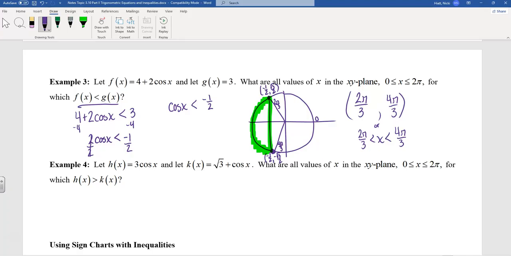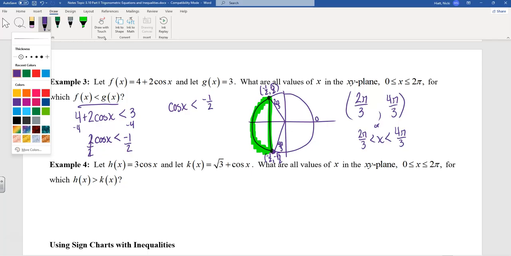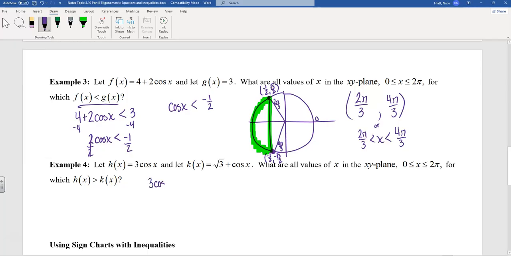Okay, let's look at example 4. I've got 3 cosine x is greater than square root of 3 plus cosine x. Now this one has 2 cosines, but unlike some of the homework from last night, neither one of them is squared, right? So this is not a quadratic here. We just need to get those cosines together. This is like 1 cosine x, so we're going to subtract 1 cosine x.